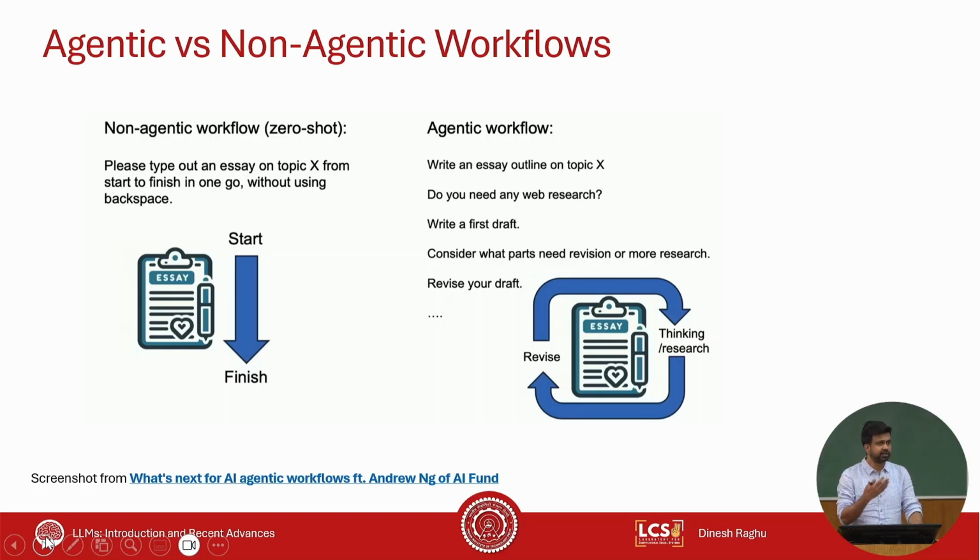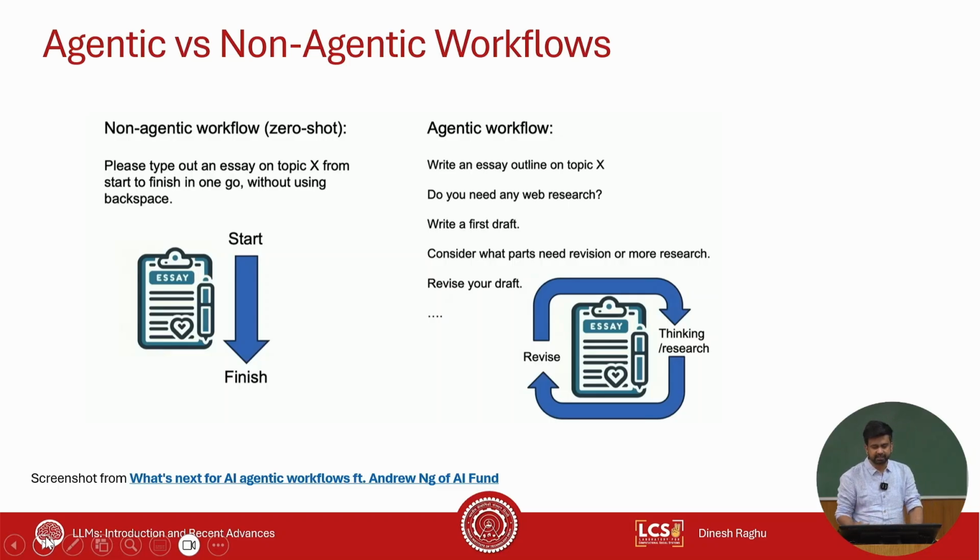So when you give it a task, let's say your task is write an essay about IIT Delhi, right? Then what would an auto-regressive model do? It would start generating one token at a time from the beginning of the essay till the end of the essay, right? So in one go, it will generate the entire essay. That is what is referred to as non-agentic workflow.